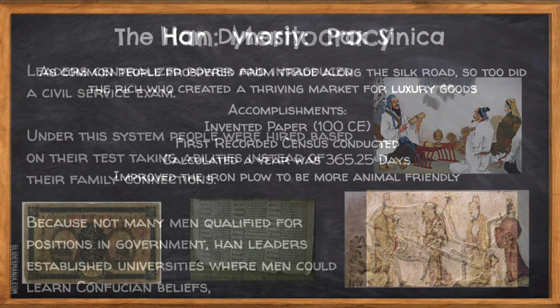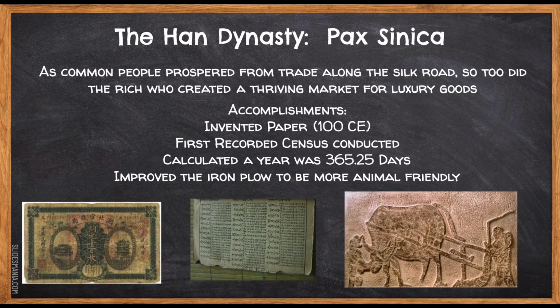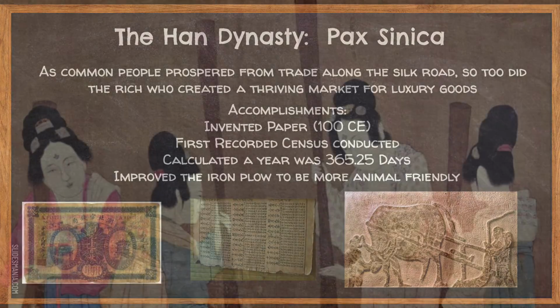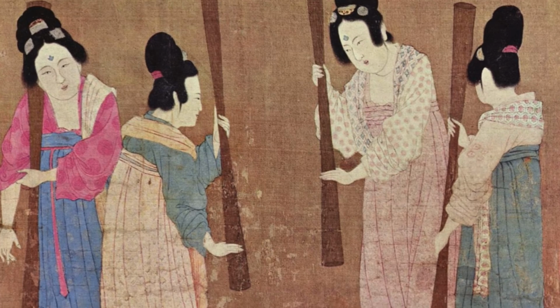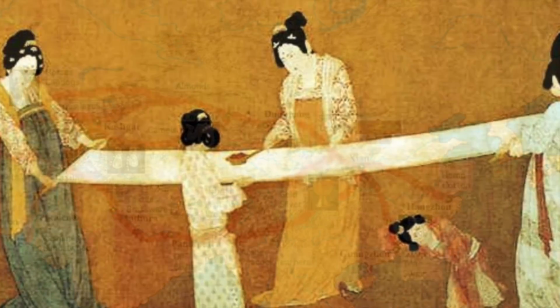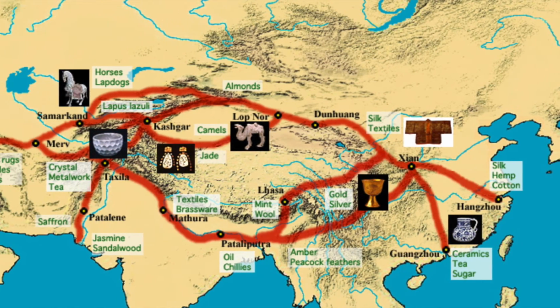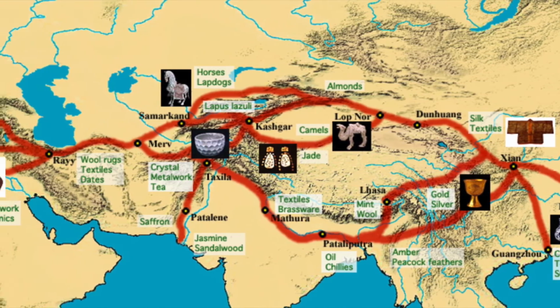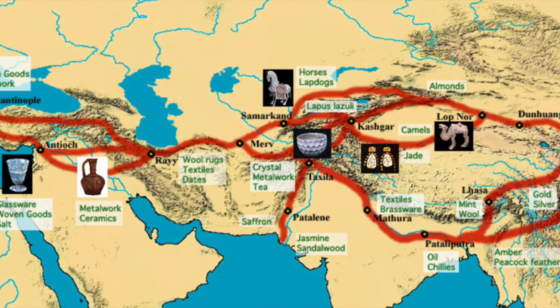Under the Pax Sinica, or Chinese peace, the country enjoyed peace and the economy grew and the population increased. As the common people prospered, so did the rich, who created a thriving market for luxury goods. Among these luxury goods was silk, and silk production increased greatly under the Han. And because Chinese silk was of such high quality, silk and silk garments could be sold as far away as the Roman Empire, Mesopotamia, Persia, and that establishes the creation of the Silk Road.